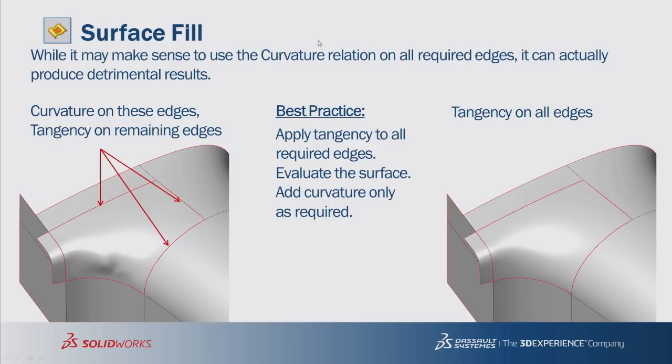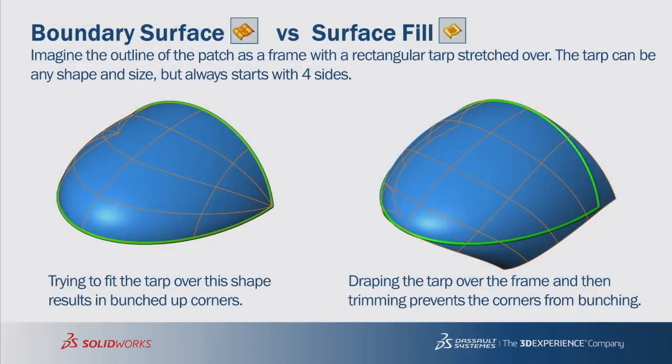One thing to be cautious of is when we talk about curvature. We want to have that nice G2 connection. But if we add too much G2, too much curvature to the surface fill, you can get little pockets and divots, not so nice. So start with tangency on all edges, then use your zebra stripes, use your eye to see if there's a break in the light line, and add curvature only as required. We'll look at that a little bit later too.